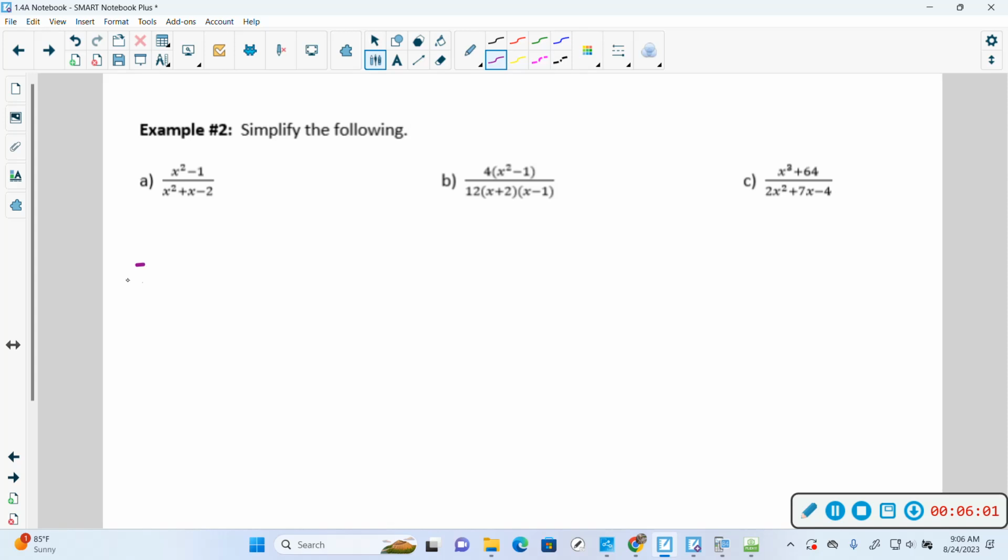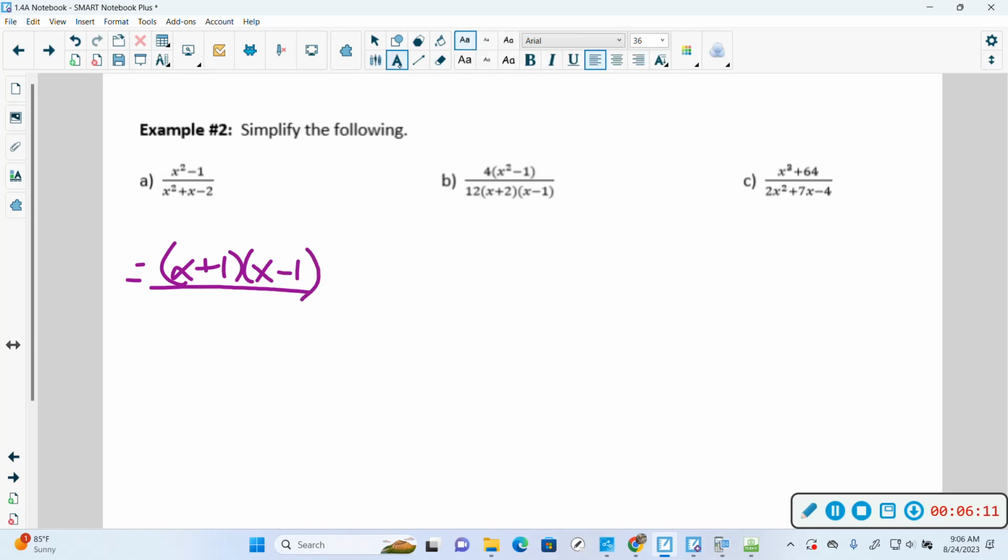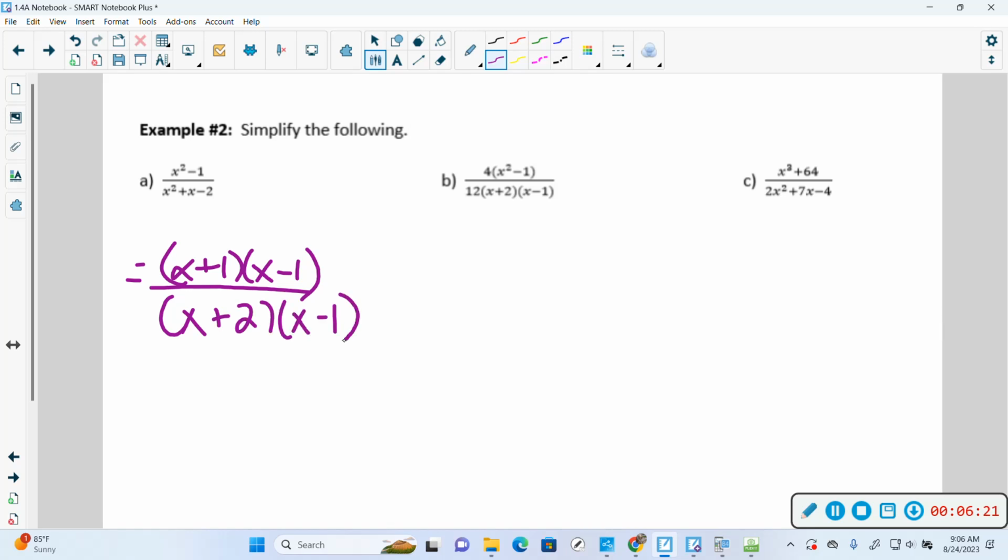So I'm going to factor the top, difference of perfect squares, x plus 1, x minus 1. Here's a good review. And then I'm going to factor our bottom trinomial. What multiplies to -2 and adds to 1? Well, 2 and -1. So you now have them in product form. So I'm going to cross off our common factors, and I'm going to jot down my final answer. Done.